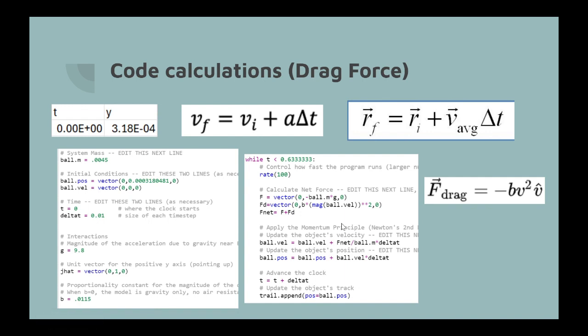And then again, the updated position and velocity came from the same thing, but we do have to update our f net. So f net is the force of gravity plus the force of drag. So we have to add those together, and to get drag, we do b minus v squared times v hat. So that's what that equation is, and that's how we got that.